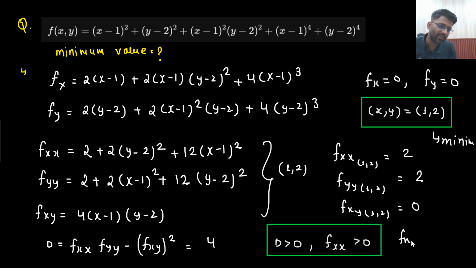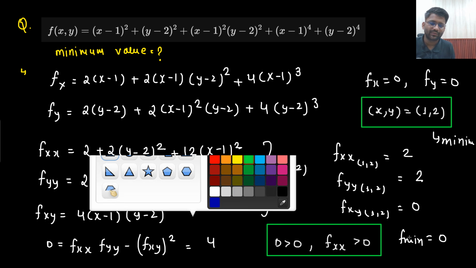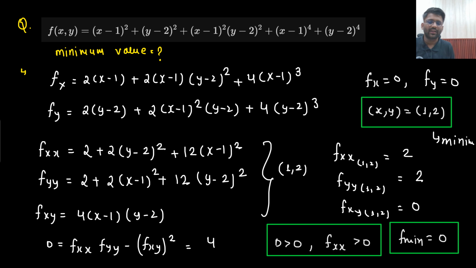And what will be the minimum value of f? If you put 1 comma 2 here, the minimum value will be 0. There you go. This is the answer. And it was pretty obvious as well. So we solved the problem. Fxx we got, fyy we got, fxy we got. Then find out the D.